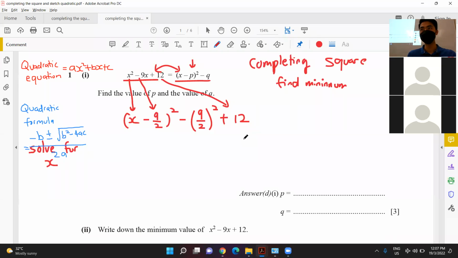Now, for those of you who don't take A maths, for sure this is something very new. You guys haven't seen this before, okay? But the process has got to be the same no matter where you do it. Let me just show you guys another example.